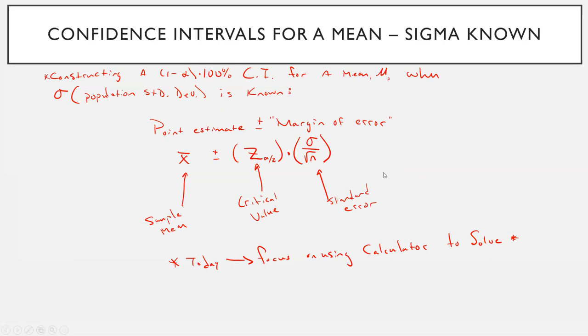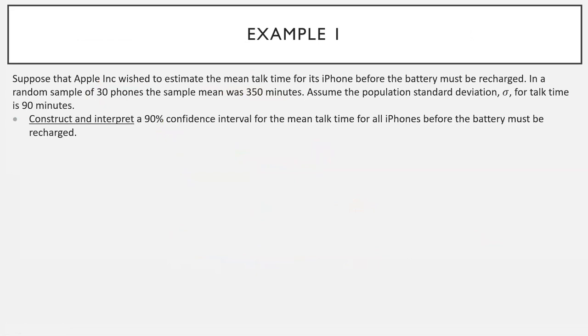All right, so let's go to our first example. We're just going to do one of this. So it goes like this. Suppose Apple Inc. wishes to estimate the mean talk time for its iPhone before the battery must be recharged. In a random sample of 30 phones, let's write down what we're given. The sample size is 30. The sample mean was found to be 350 minutes. And it goes on to say, assume the population standard deviation sigma for talk time is 90 minutes.